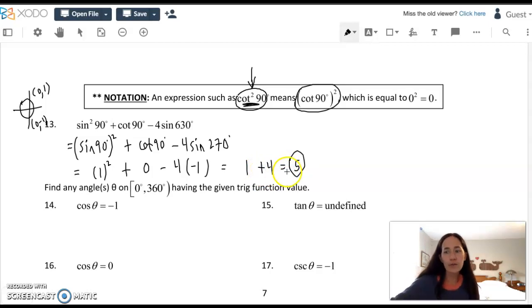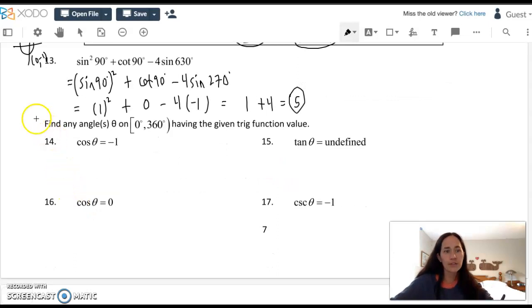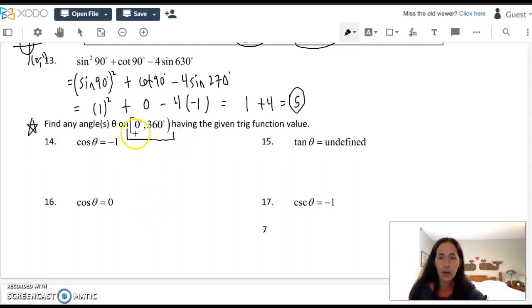I really like the questions at the bottom here. I'm going to star this. You have to actually think the other way around, and we're going to try these just with our knowledge of the unit circle. It says find any angle or angles, some of these have more than one answer, on the interval from 0 to 360. We haven't used this interval notation too much lately in class this year, but it's easy to figure out.